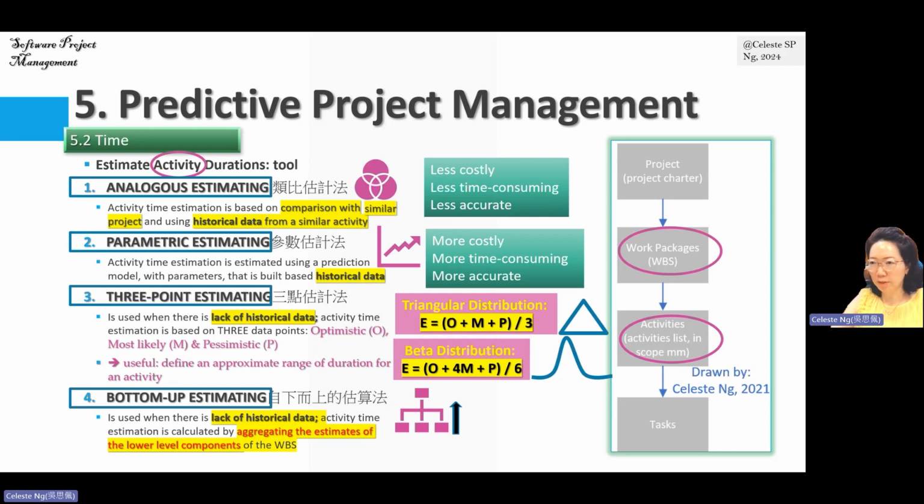We just add up. For example, we want to estimate this activity on top here. How to estimate the duration for this activity on top here? By aggregating its sub-activities, by adding the activities that are below it. So we add up the lower hierarchy of the activities to get the higher level hierarchy activity's total duration estimation. All right.